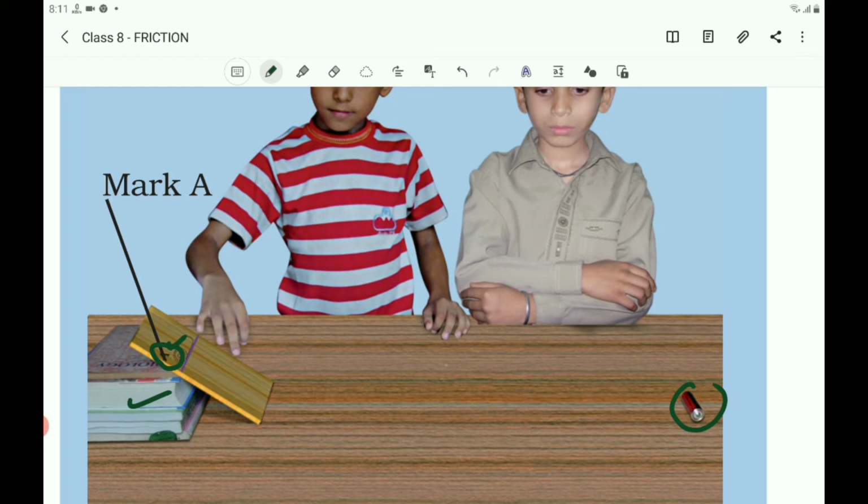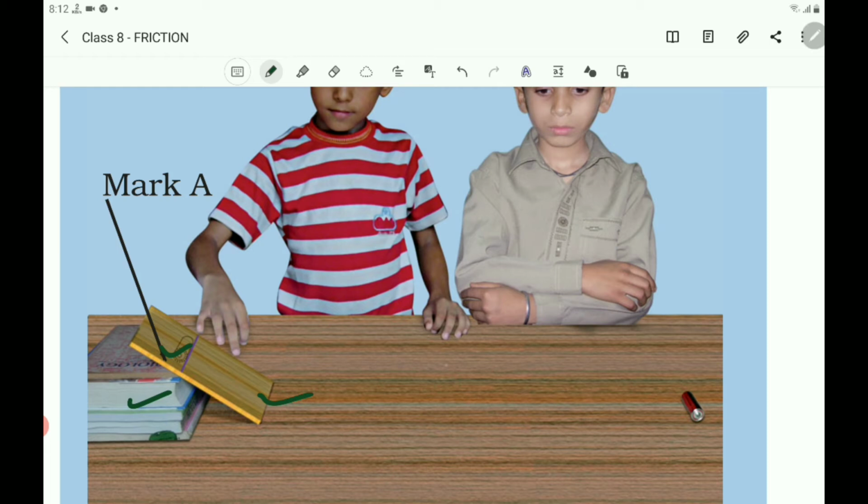How far does it move on the table before coming to rest? That you have to note down. Here it is left from the point A, reaches a certain distance from the inclined plane and comes to rest, and you note down the distance.